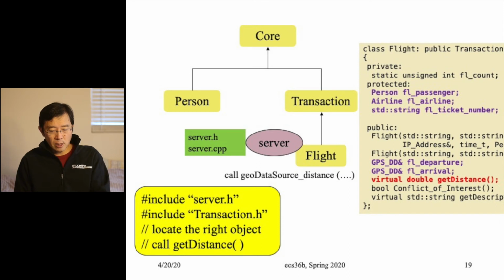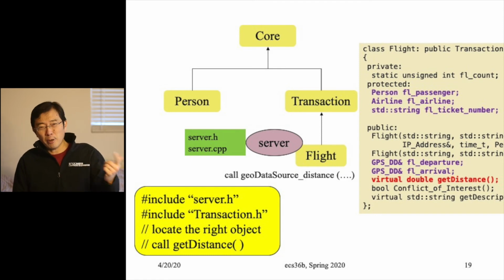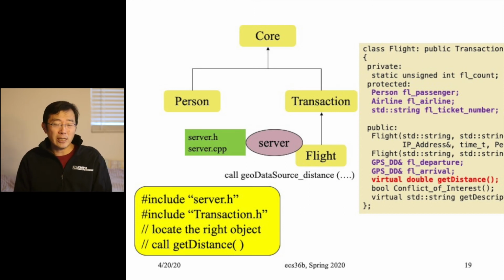Okay, so just to let you know what's happening in the server.cpp. I put in the yellow small corner a skeleton of the logic about the server.cpp that I need to implement. Of course, it needs to include server.h. It needs to include transaction.h. Those definition files it has to include. But the second part is really to locate the right object. I want to find whether the request is for the same class, the same object. I need to identify what is the object I really need to call. And then once I get the right object, then I will just call getDistance for that object.